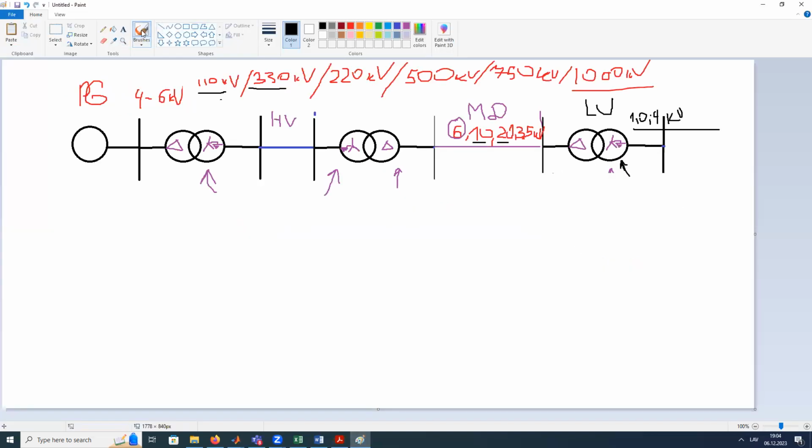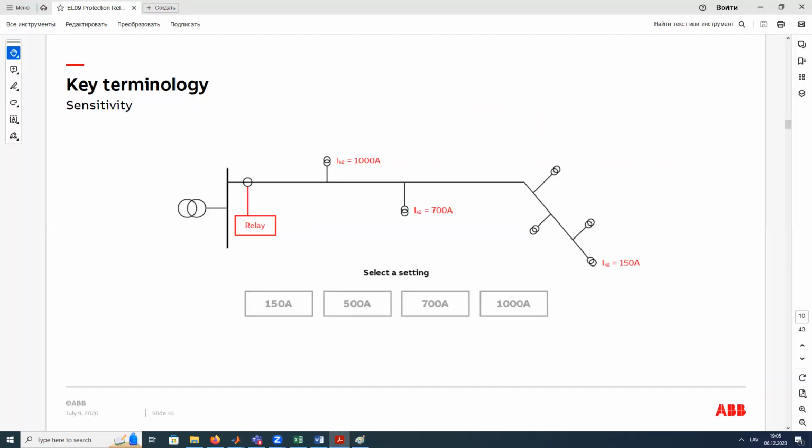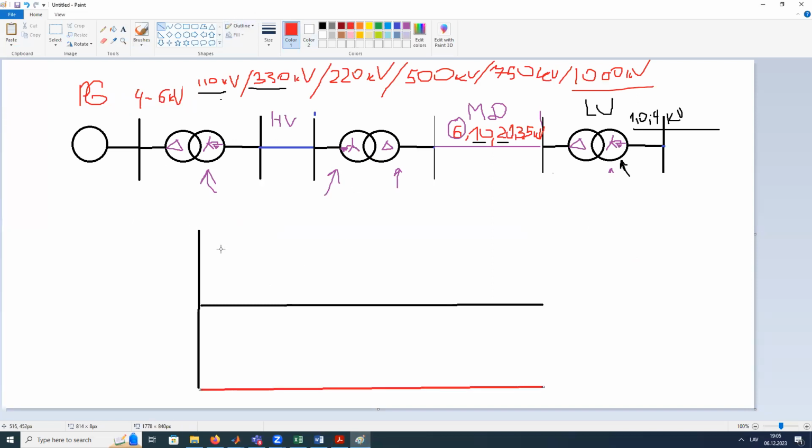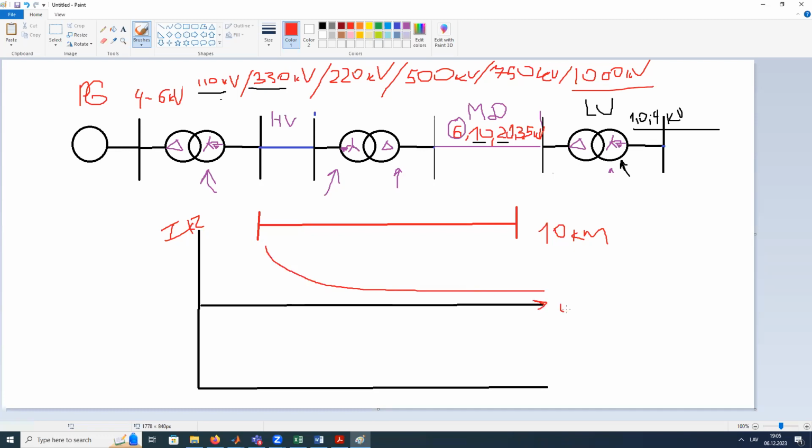Maybe I need a little description for this. Let's imagine we have a line, just a transmission line. Let's use black. This is a transmission line. To be easier, let it be 10 kilometers, for example, just an example. And this is the fault current, let it be K2, two-phase current. Values here. This is the distance, and this is the value in amps.